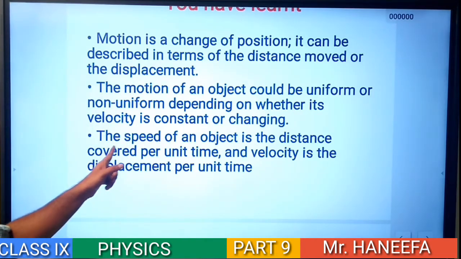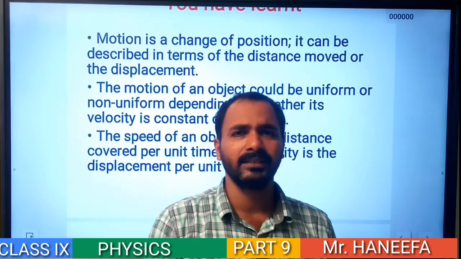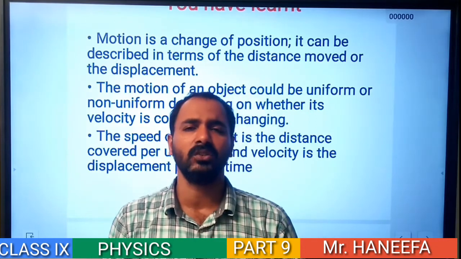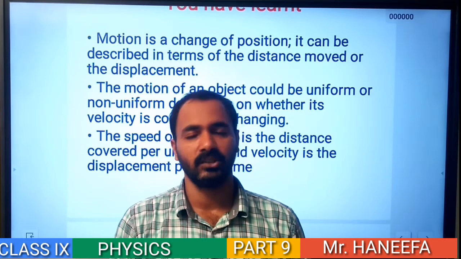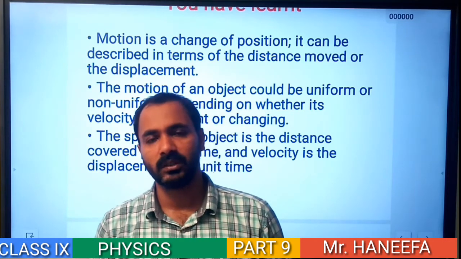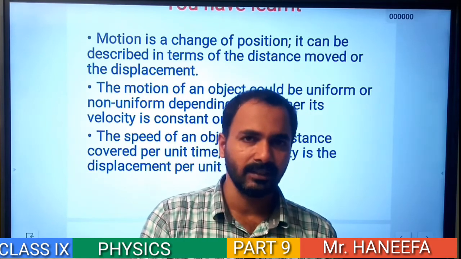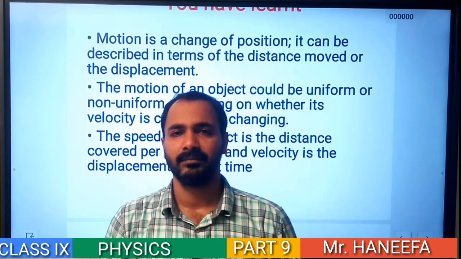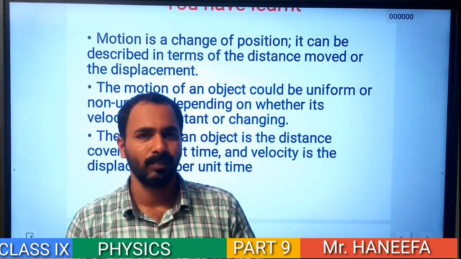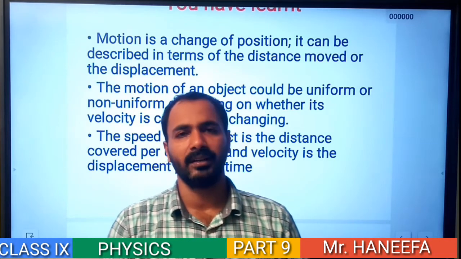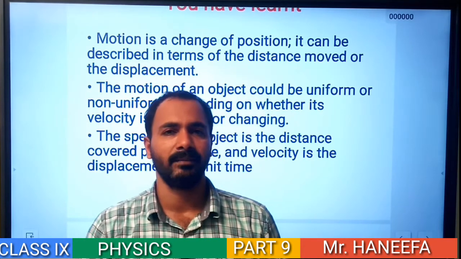Next, we discussed speed and velocity. What is speed? Speed is the ratio of total distance to the total time interval. What is velocity? Velocity is the ratio of displacement divided by time. Okay. So what are the differences between speed and velocity? Speed equals distance divided by time. Velocity equals displacement divided by time.